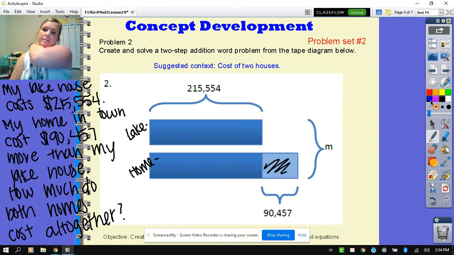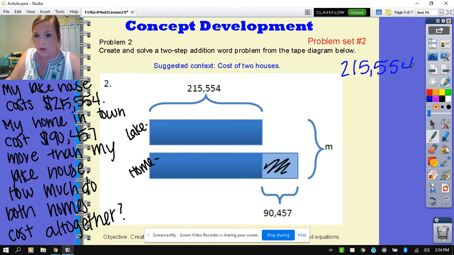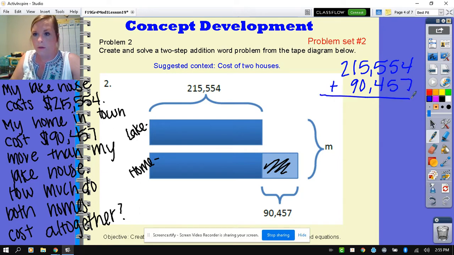So we're going to come over here and solve our problem. Again, this is a great time for you to pause, find the answer on your own, and then come back to me, but I am going to solve it here. So the first thing we need to do is find the price of our home that's in town. So I need to add 215,554 plus that extra 90,457 to be able to find our home that we live in every day.